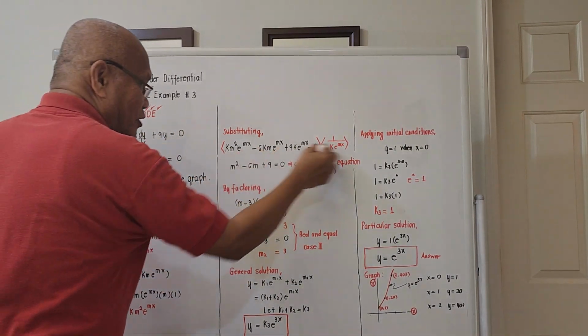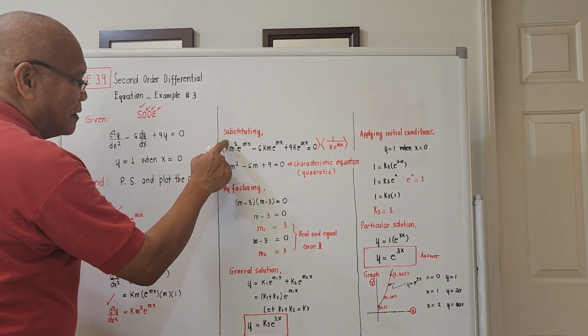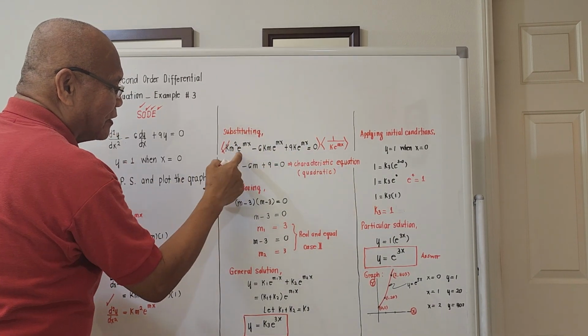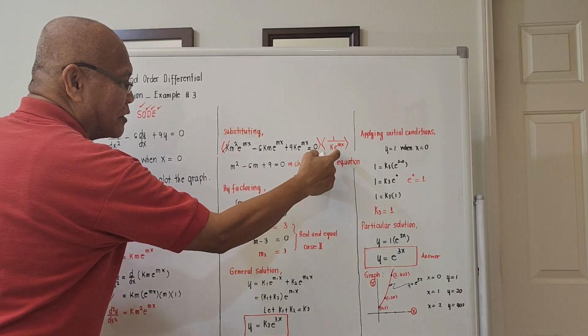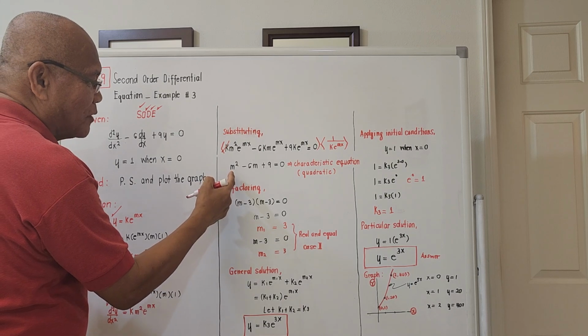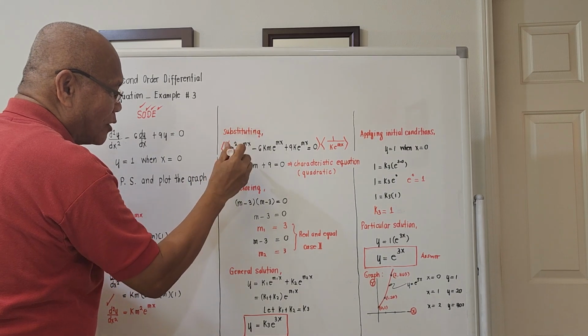If we now expand this, this k cancels with this k, and this e to the mx cancels with this e to the mx. So what will come out on the first term will simply be m square. K and e to the mx will be gone, right?